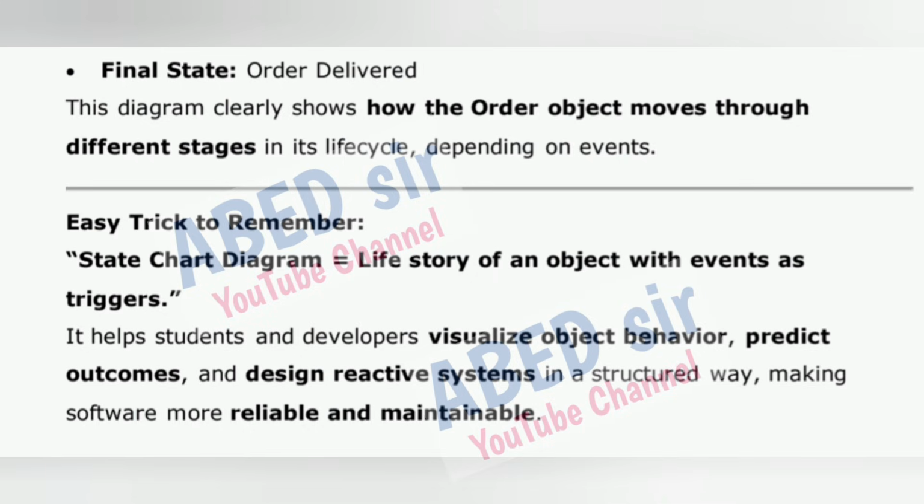Final state: order delivered. This diagram clearly shows how the order object moves through different stages in its life cycle depending on events. Easy trick to remember. State chart diagram is equal to life story of an object with events as triggers. It helps students and developers visualize object behavior, predict outcomes, and design reactive systems in a structured way, making software more reliable and maintainable.